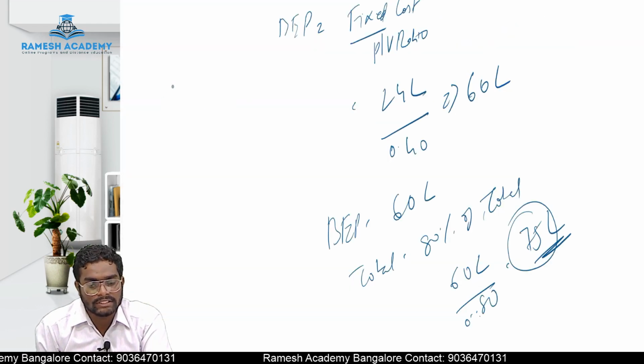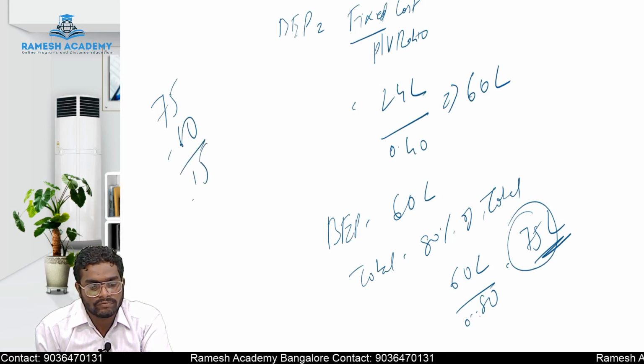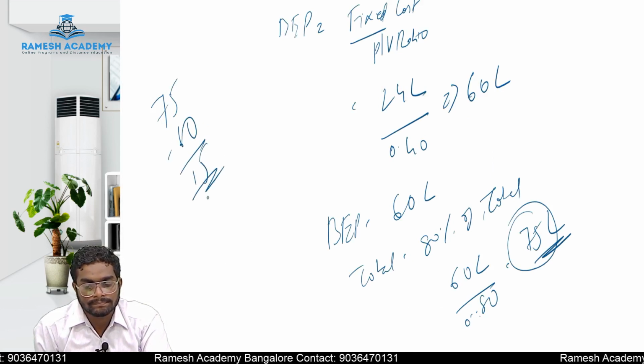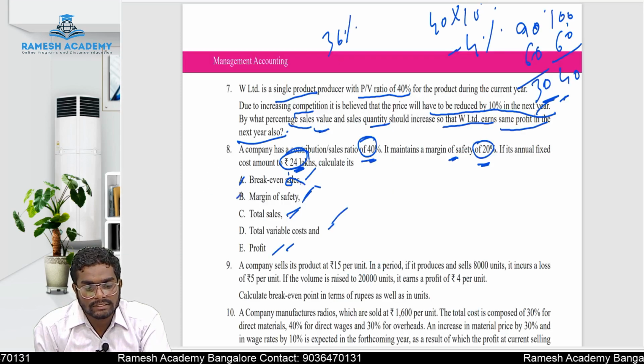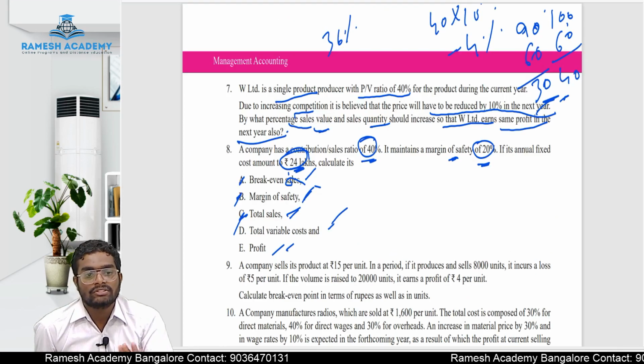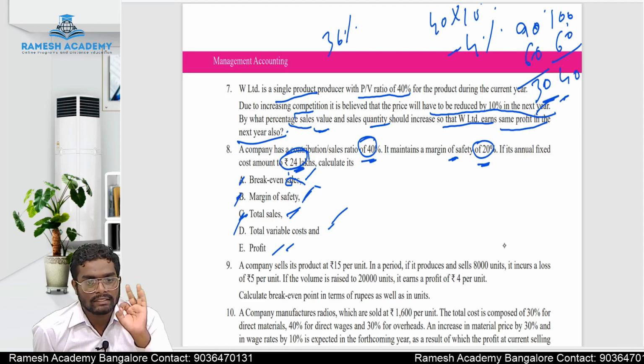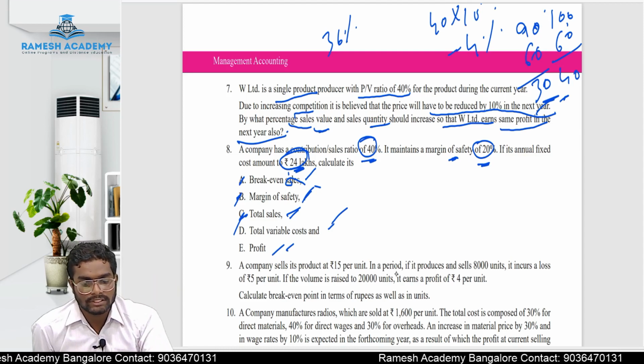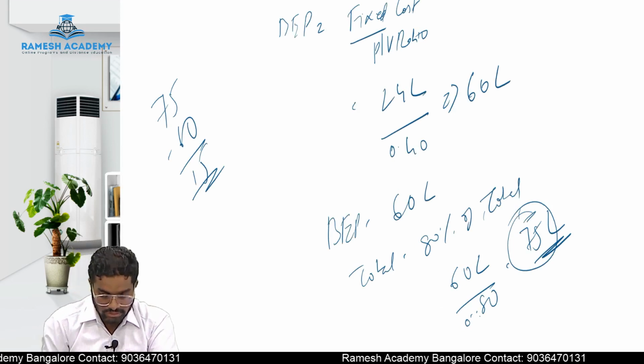Break even sales. Margin of safety is simple. Total sales is 75 minus 60, which means 15. So my second answer is also done. Total sales is adding both, which is 75 lakh, done. So simple question. When you calculate one, everything will come out automatically. Next we have to calculate the variable cost. So that is simple.